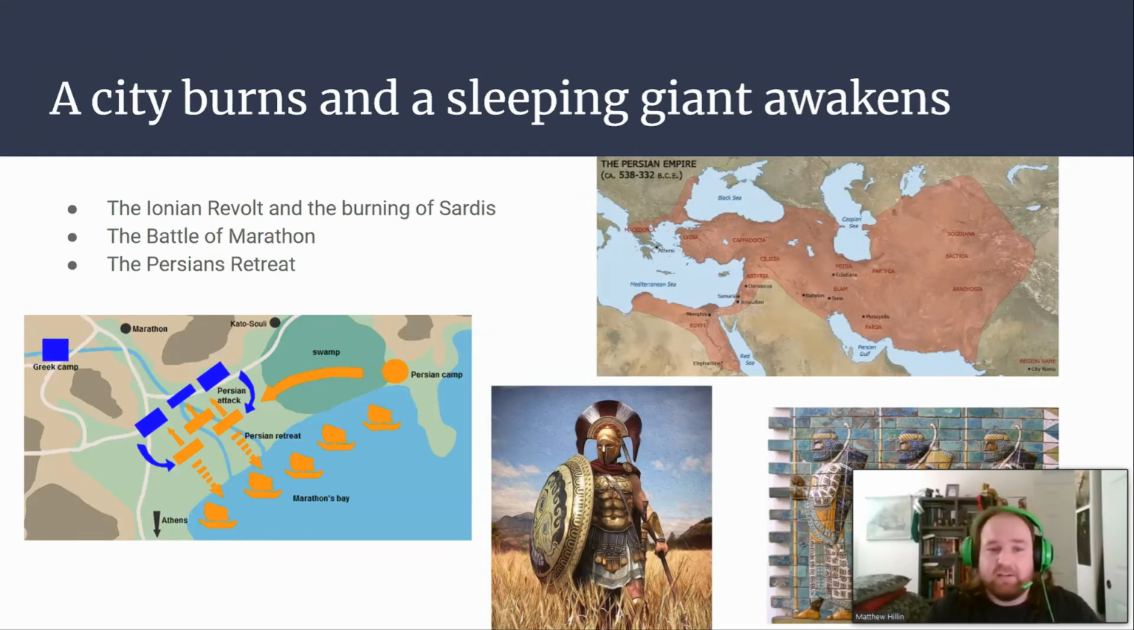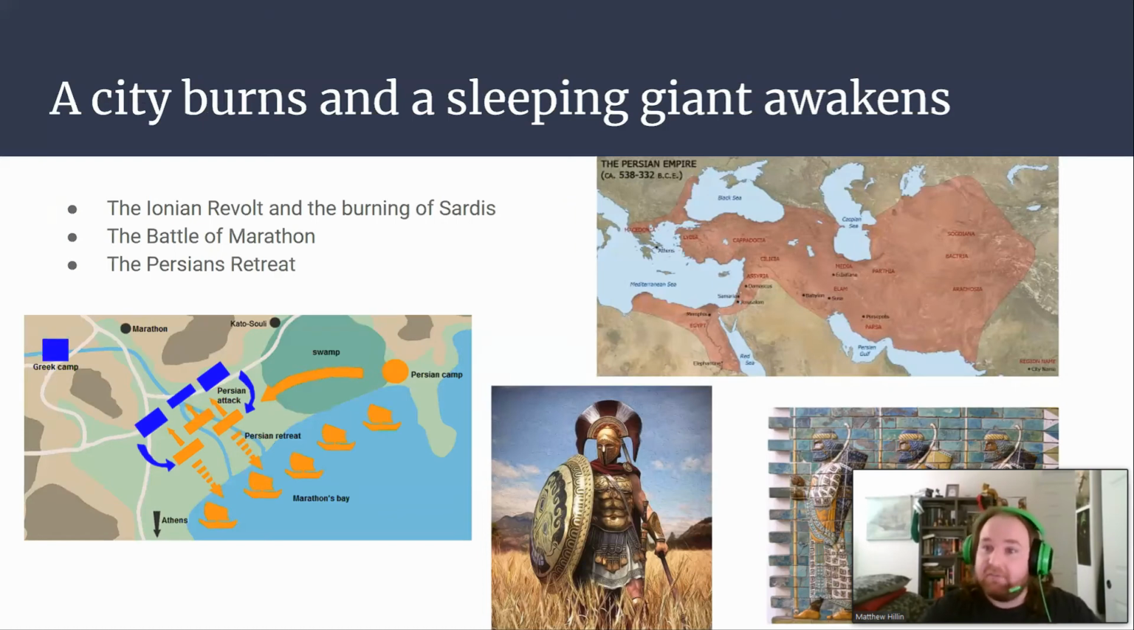They pushed them all the way back to the ships. Herodotus and some other people talk about how the Greeks were chopping off the hands of the Persians as they tried to scurry onto the ships. So the Greeks win. The Persians run back to Persia, Asia Minor. And fun little fact for the Battle of Marathon is that is how we get the name for, and the distance for, a modern-day marathon.